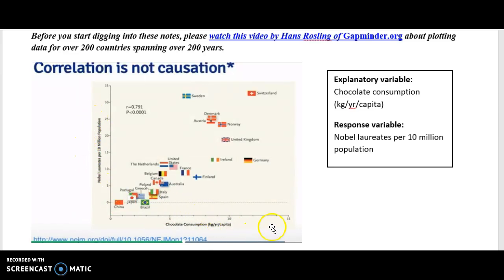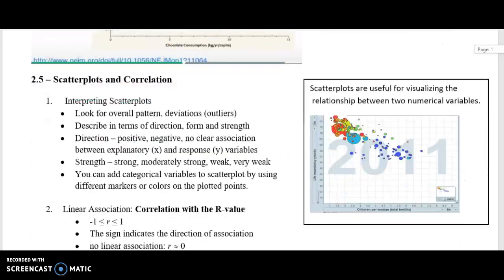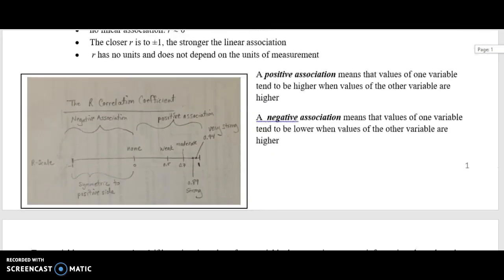And the real question is now, why is that true? And the answer is obviously not that chocolate consumption causes Nobel laureates to be produced in a country, but there's some sort of other factor that's connecting these two pieces that makes this thing correlate together, and we'll talk more about that soon. So always refer back to this correlation coefficient R scale when you need to.